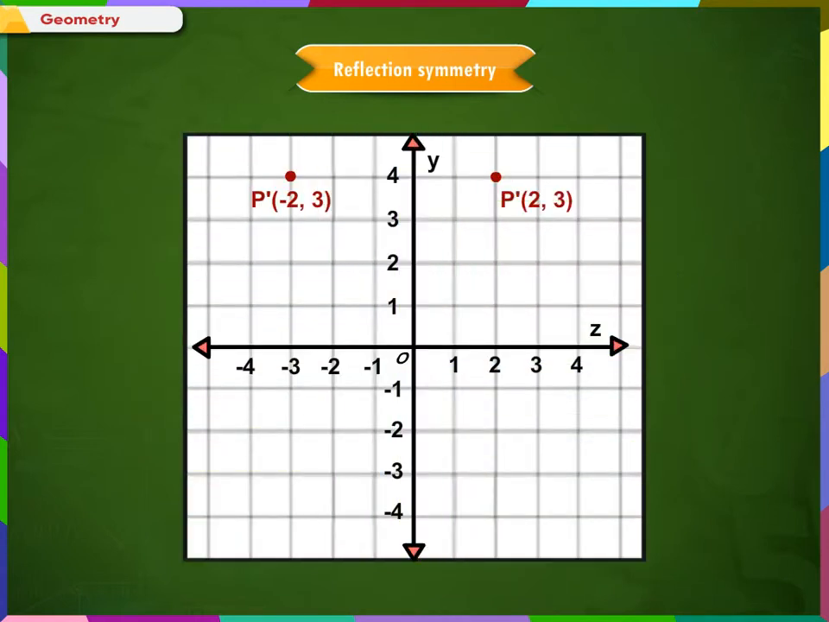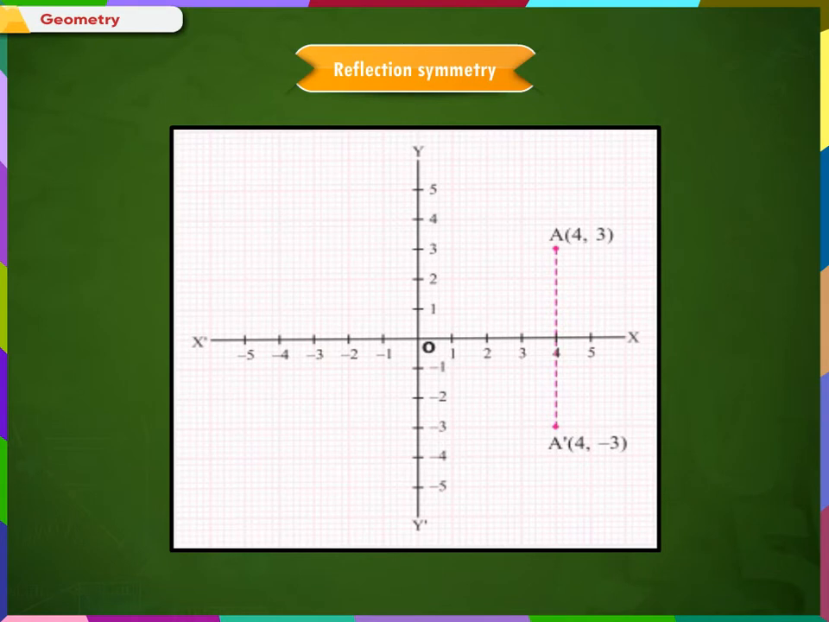Reflection in y-axis. Let us now visualize the simplest reflection of symmetry about a point P (2, 3) in the y-axis. Here we can see that the y-axis acts like a mirror line and reflects the point P (2, 3) to a mirror image P' (-2, 3) as shown on the screen.